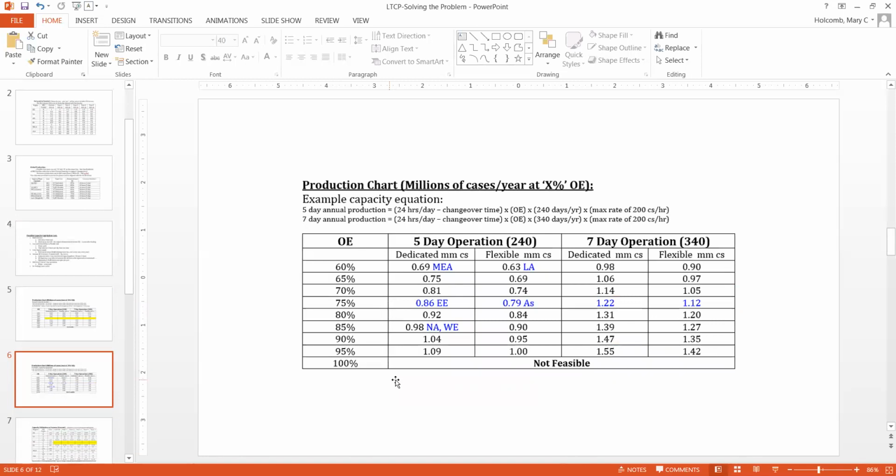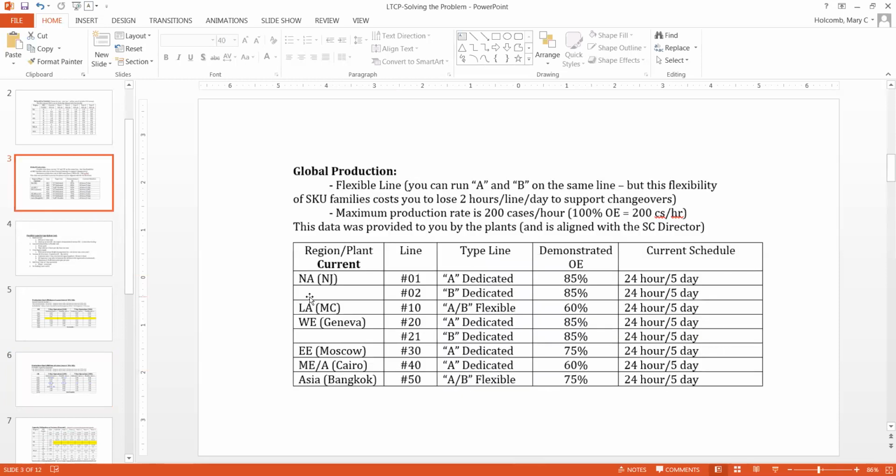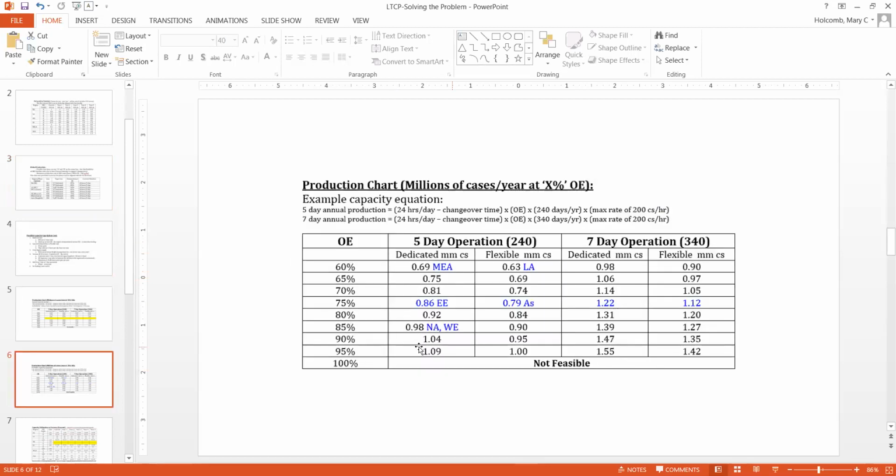Now, you'll notice something else about this chart, which I think is a very interesting and clever way to approach that. I might suggest that, much like we have here, you go back to one of the previous charts, and I'm going to move back to that in this talk, where you'll see that North America has 85% demonstrated OE. And you'll notice that in that solution, we've also brought that across.